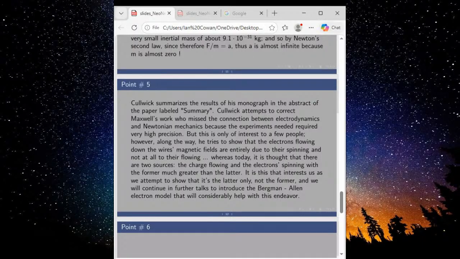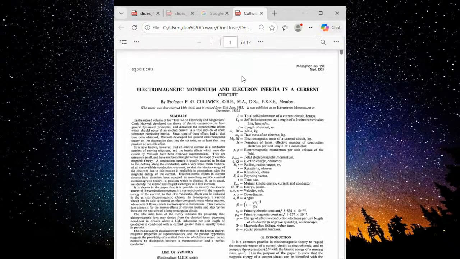We want to transition into this paper by Kolwick entitled "Electromagnetic Momentum and Electron Inertia in a Current Circuit." And basically, Kolwick is saying that Maxwell postulated these inertial effects of the electron current. Well, first of all, Maxwell was not convinced that the current was composed of these discrete charges, right? He wasn't convinced, but he said if electric current was composed of these discrete charge carriers, there would be momentum effects. But these momentum effects were never found. So how do you reconcile that?